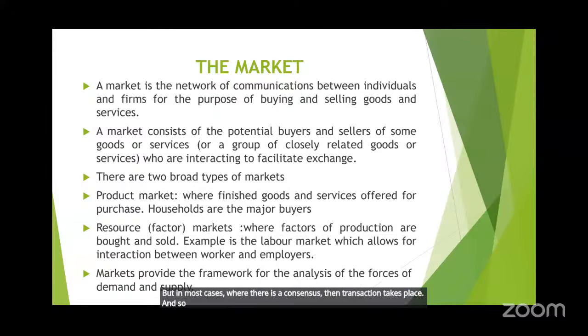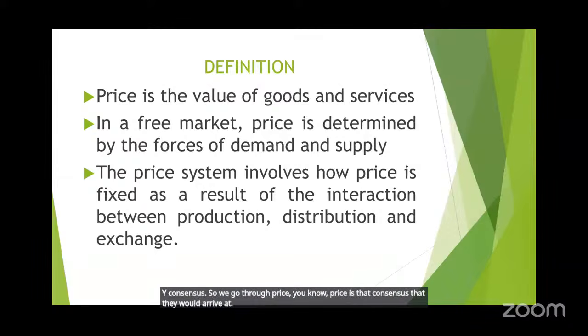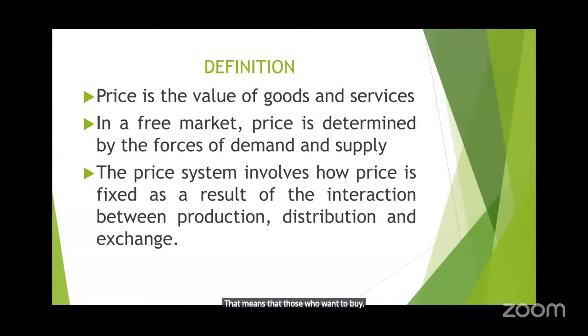And so that's basically because demand and supply, consumers and the producers have been able to interact with each other and reach a consensus. So we go to price. Price is that consensus that they will arrive at. That means that those who want to buy have agreed at that price in agreement with those who want to sell. So we say that price is the value of goods and services, because it is price that determines the value of a commodity.